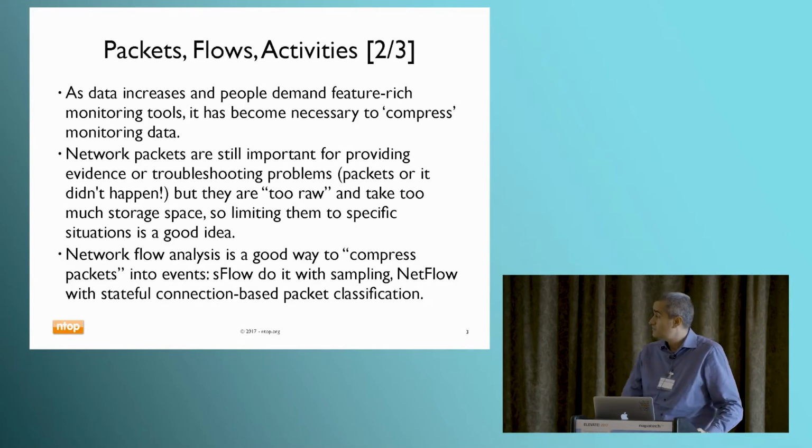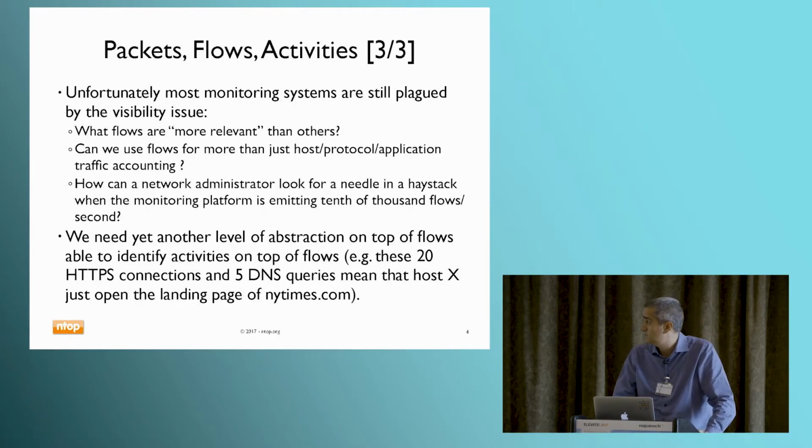So a flow is also a good way to save space, because packets take a lot of space. You know how much space you need for a 10 gigabit interface: more than 1.2 gigabytes per second. So we cannot really afford to save long-term data in a raw format, unless you have a system such as the one described before this presentation.